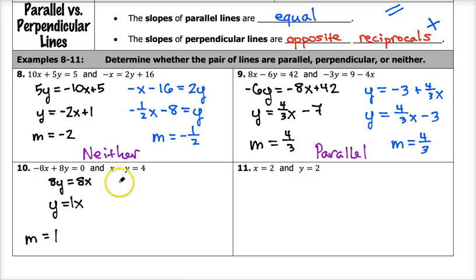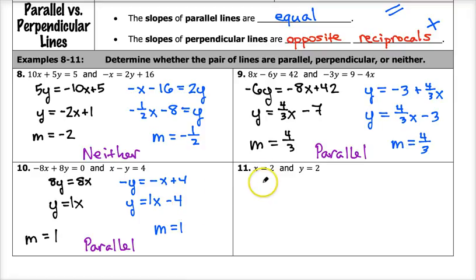Second equation, I can subtract x from both sides, and I get negative y equals negative x plus 4. Then I need to divide by negative 1 to get y by itself, so this becomes y equals positive x minus 4. Here, I also have a slope of positive 1, so I have two slopes that are the same, and therefore these lines are also parallel.